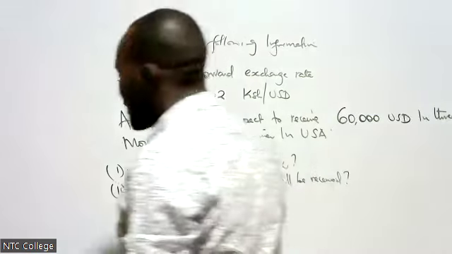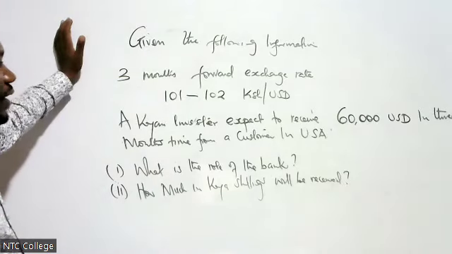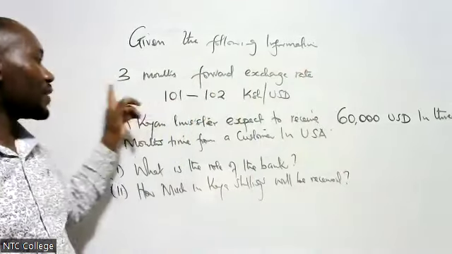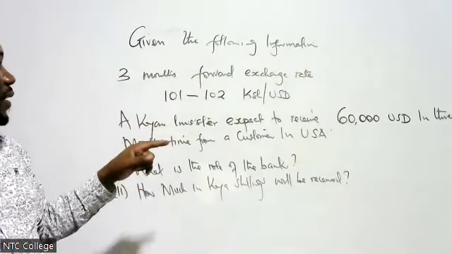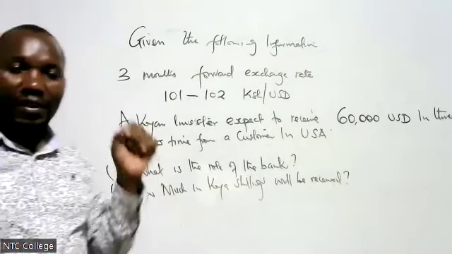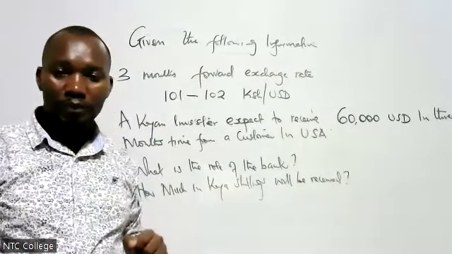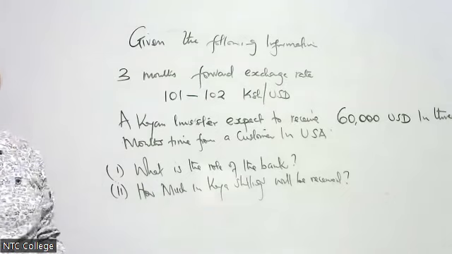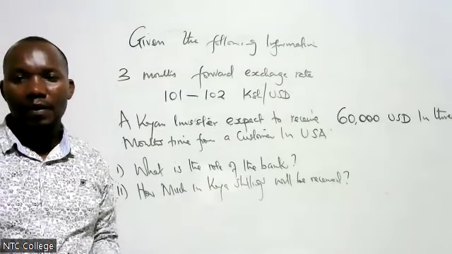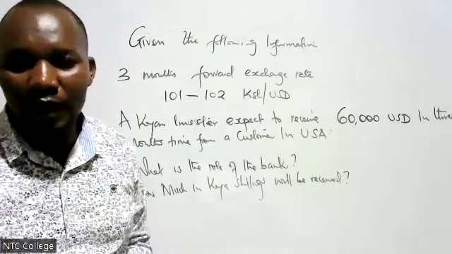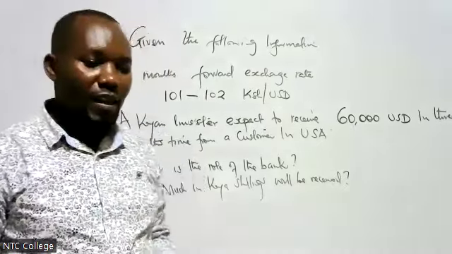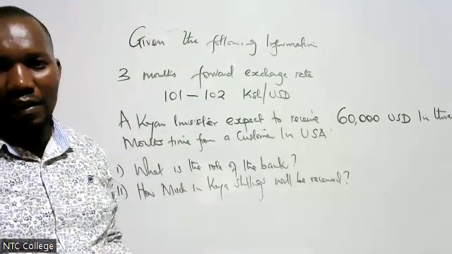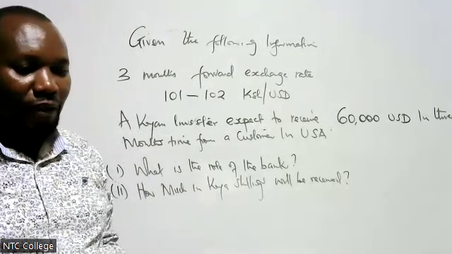I want you to understand this thing from this point. An investor will get 60,000 from the US. Hiyo pesa itakuja after 3 months. Now, at that point, when he receives the money, what will the bank do? The bank will buy dollars from the investor. That is what Milka is saying.